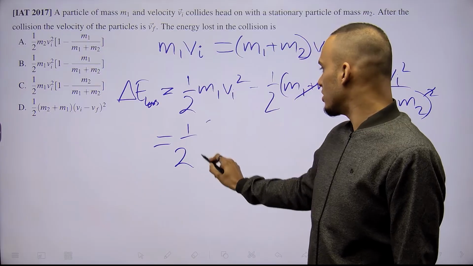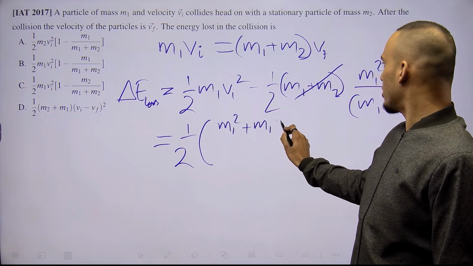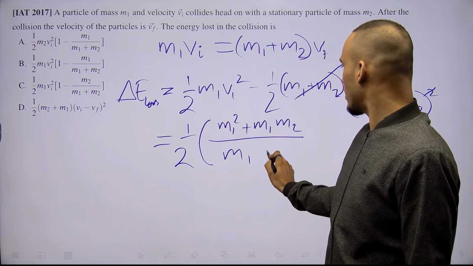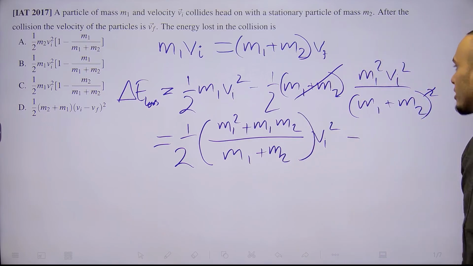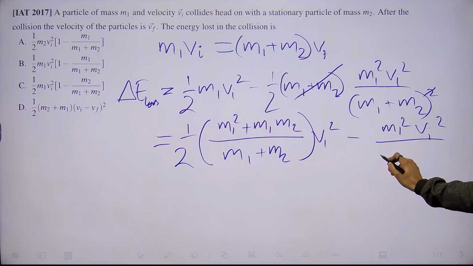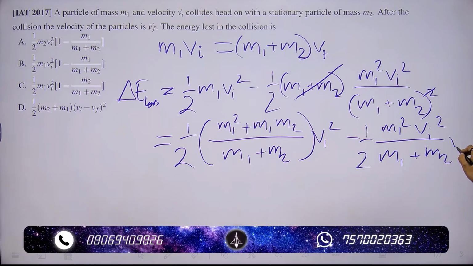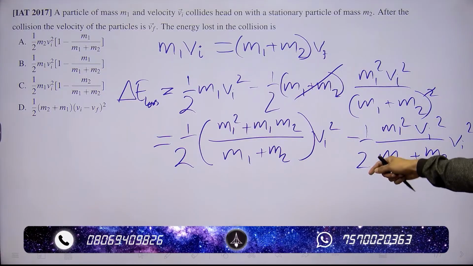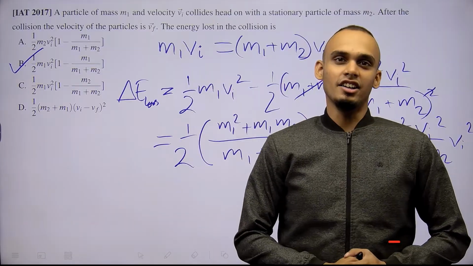So we'll get in the numerator m1 square plus m1 m2 upon m1 plus m2 into vi square, and we'll subtract m1 square vi square upon m1 plus m2, of course half into vi square. And we can see that after cancelling and taking the terms together, we get option B as the correct answer.